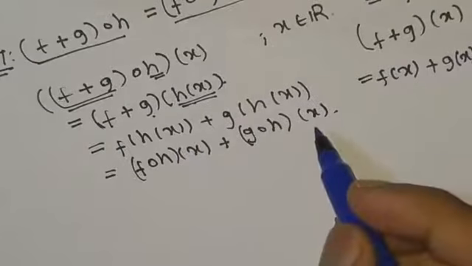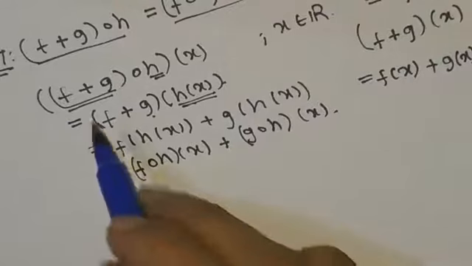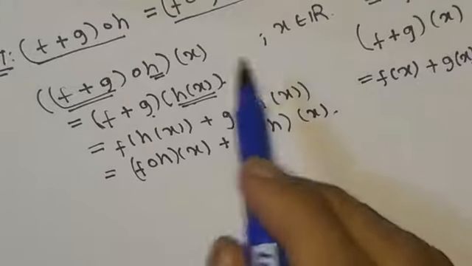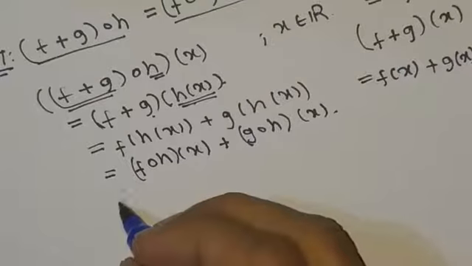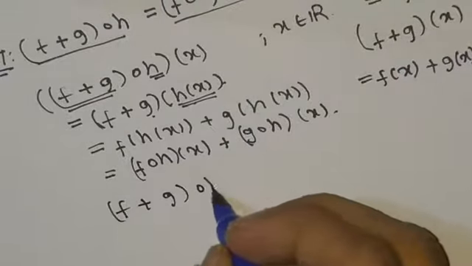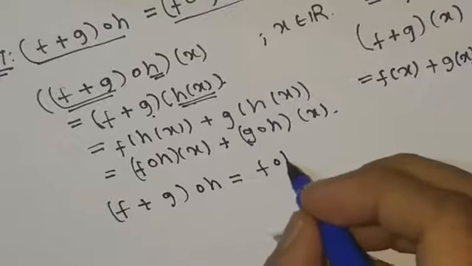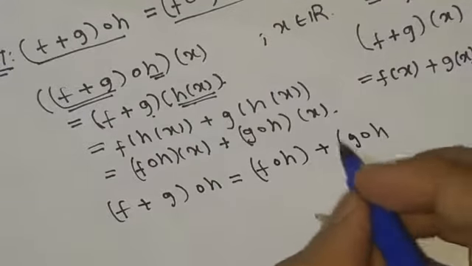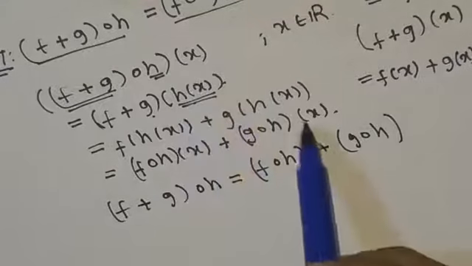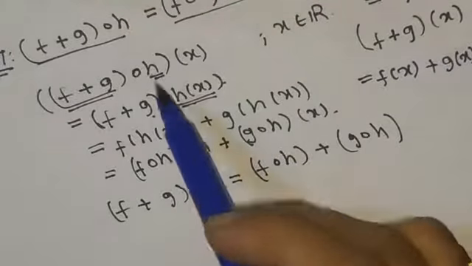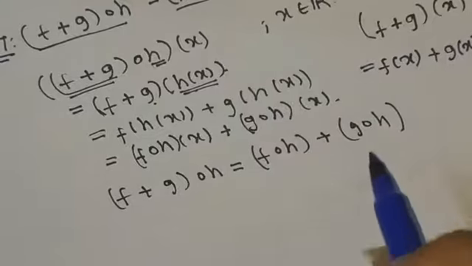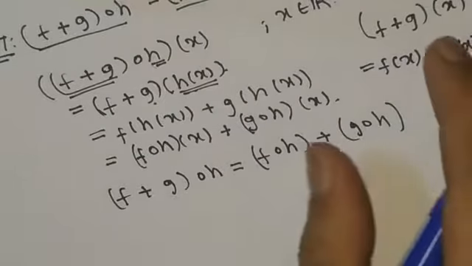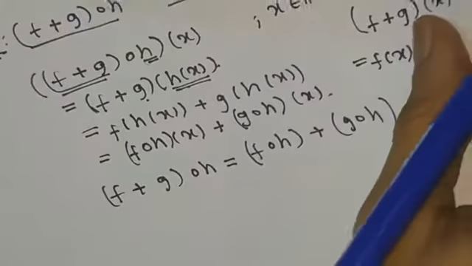Okay, now this equality is true for any x in the domain of all the three functions f, g and h. So what you conclude is f plus g composition h is equal to f composition h plus g composition h. We are just not taking this x here because this equality is true for all x. So we can write f plus g composition h is equal to f composition h plus g composition h. Okay, so that was the first equality that we have to prove.